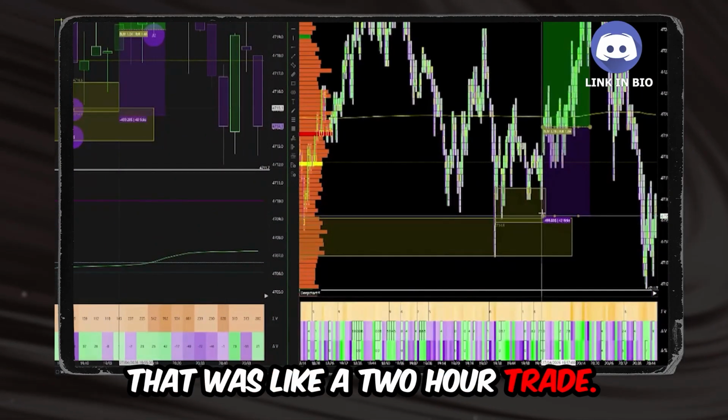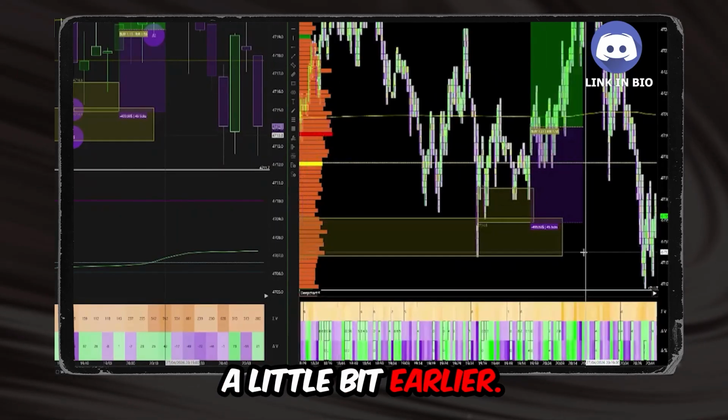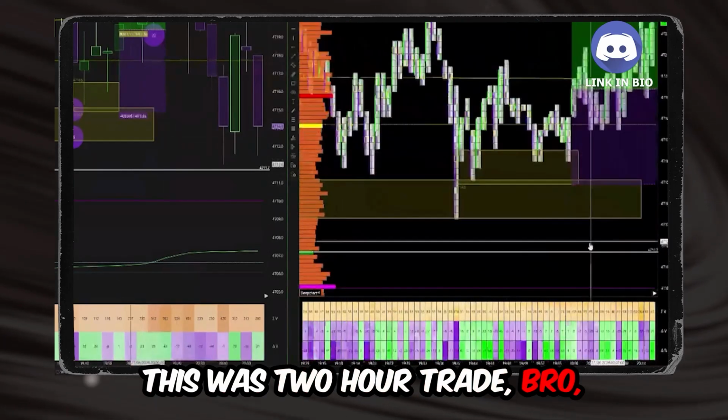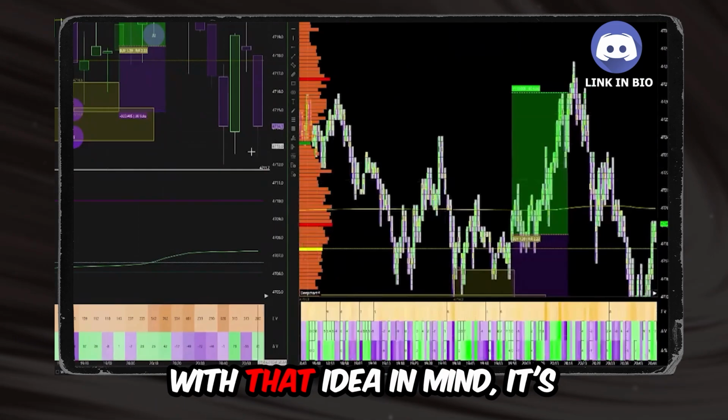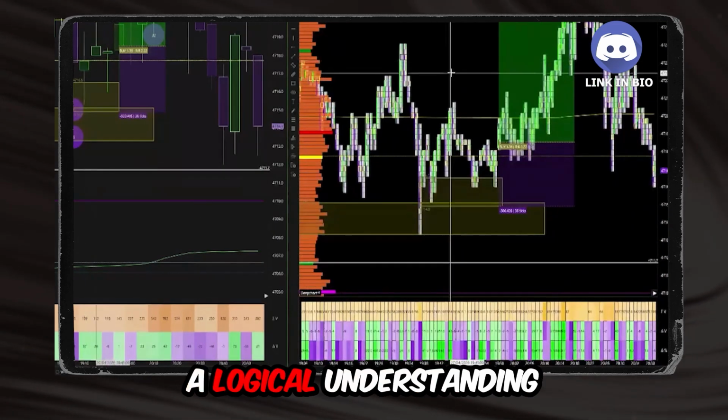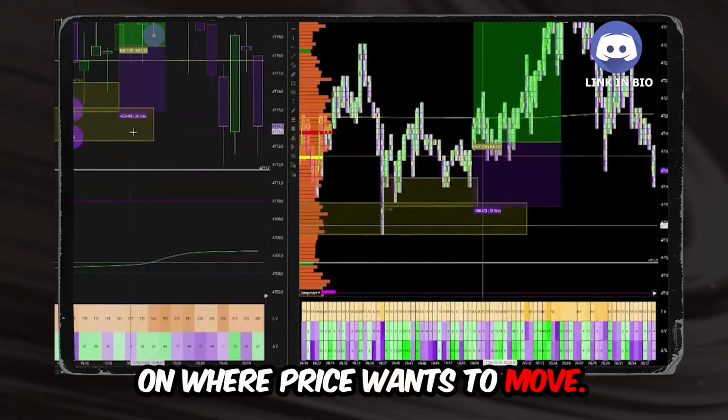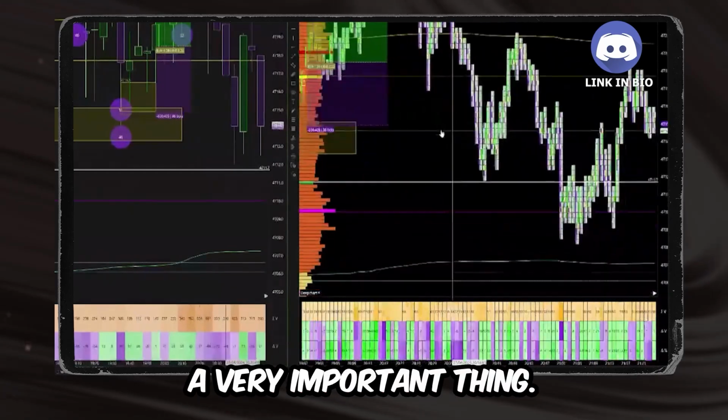That was like a 2-hour trade. I think I had my entry a little bit earlier. This was a 2-hour trade, bro. That wasn't a 1.5-hour trade. With that idea in mind, it's very strong to have a logical understanding of where price wants to move. That's a very important thing.